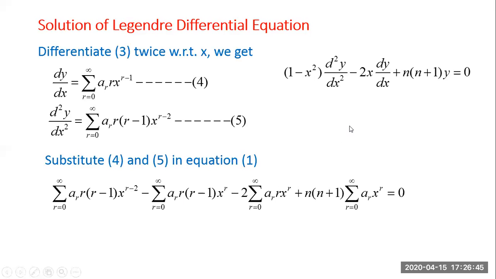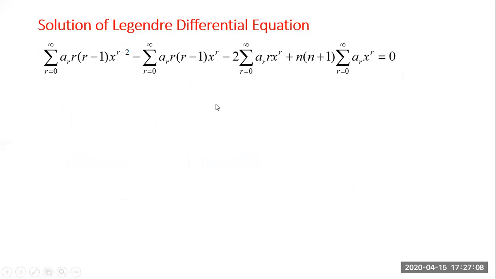Then minus 2, as it is, x into dy by dx. So x into this term is ar, r into x power r. Then n into (n plus 1) y, where y is ar into x power r. So we get n into (n plus 1) y equal to 0. This is by substituting dy by dx, d square y by dx square and y in the given equation. Now we equate the coefficient of x power r to 0.